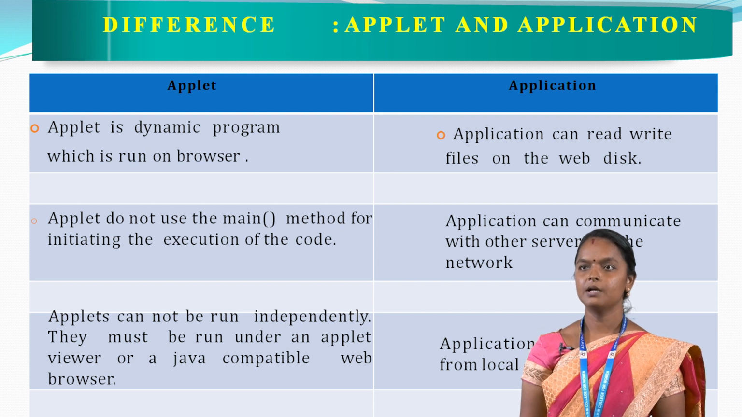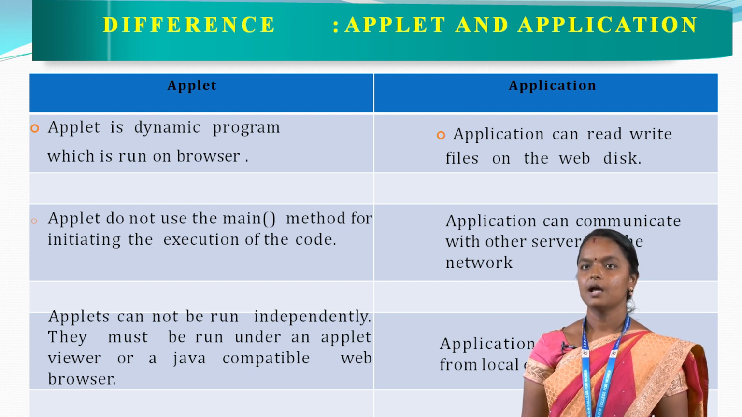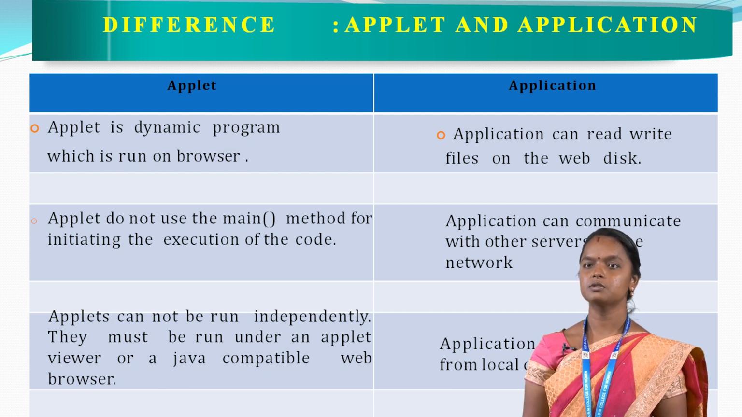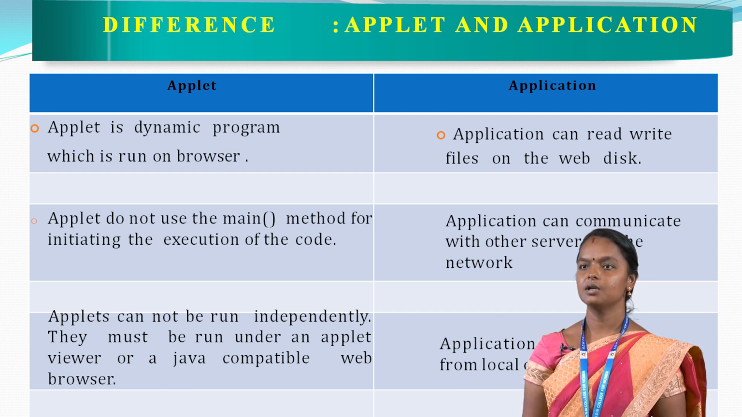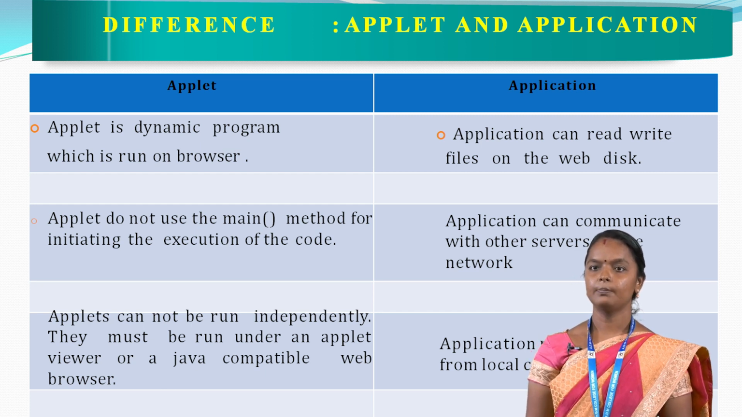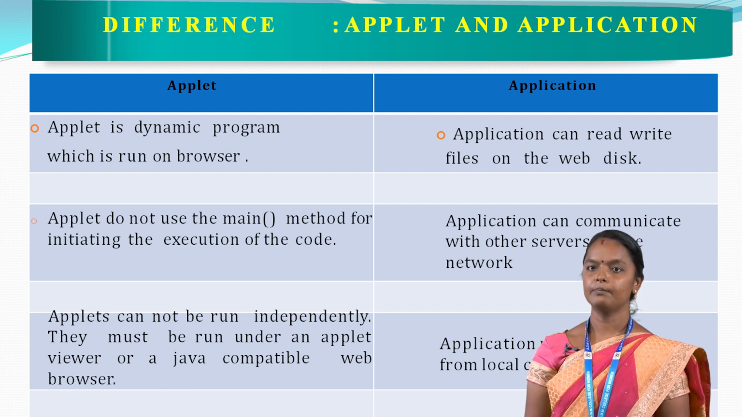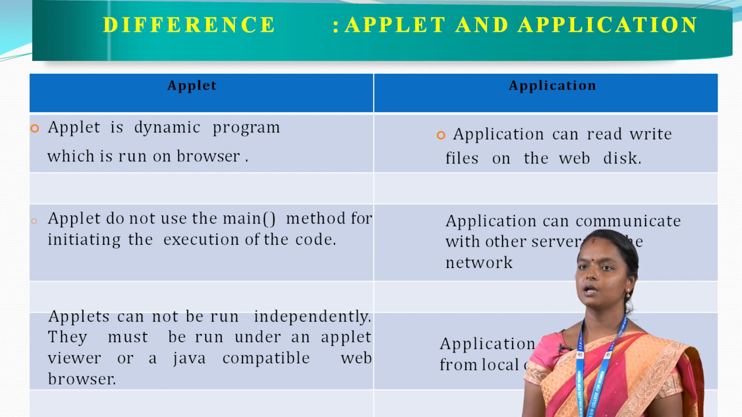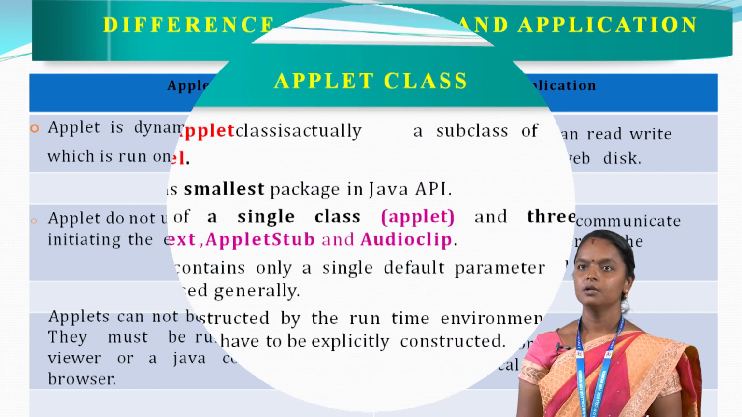Difference between applet and application. Applet is a dynamic program which is run on a browser. An application can read and write files on the web disk. Applets do not use the main method for initiating the execution of the code. An application can communicate with other servers on the network. Applets cannot be run independently. They must be run under the Applet Viewer or a Java compatible web browser. An application program can run from a local computer.